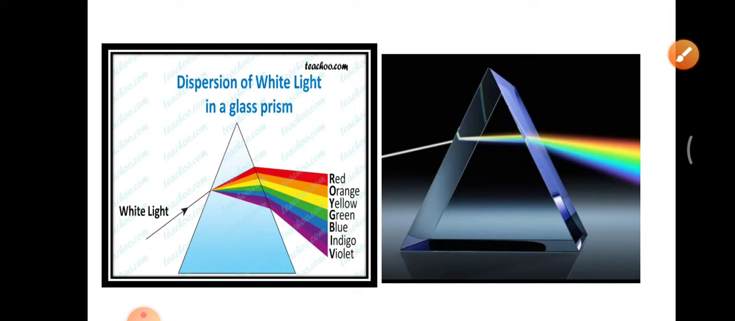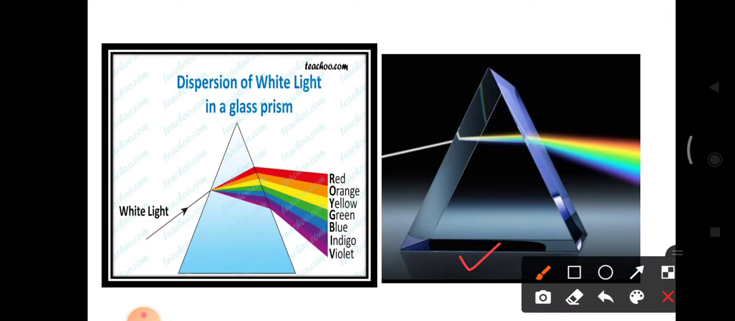The next concept is dispersion of white light in a glass prism. This is a glass prism. When the white light enters the glass prism, this is the air medium and this is the glass medium. So, when the light travels from one medium to another medium, refraction takes place. After the refraction, it is dispersed into 7 colors, from red to violet. That means VIBGYOR.